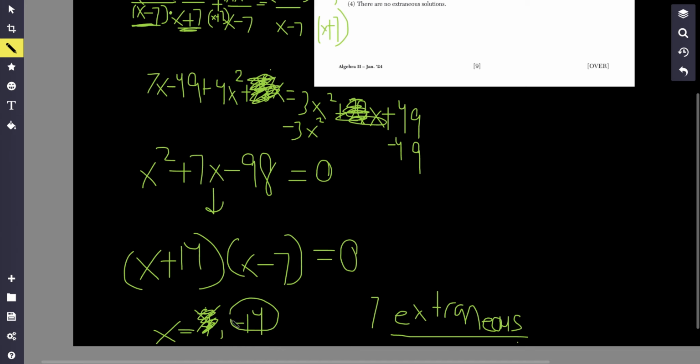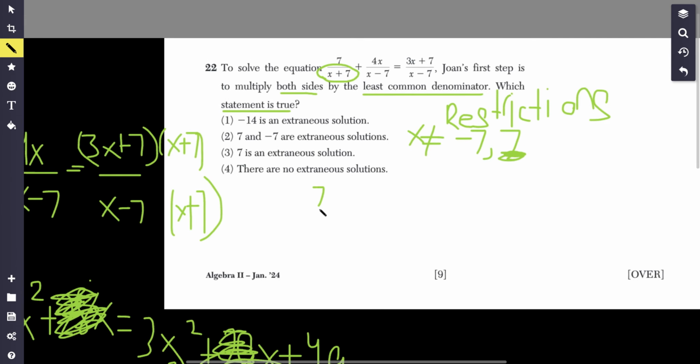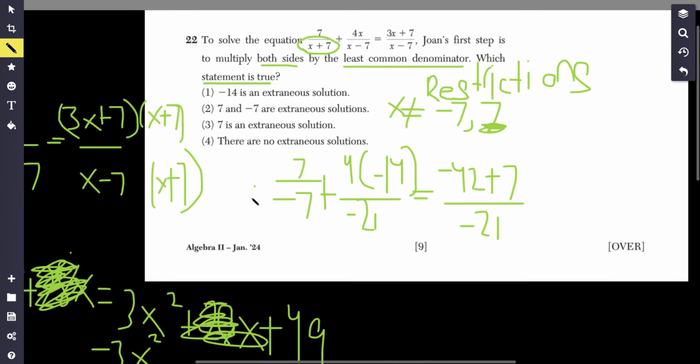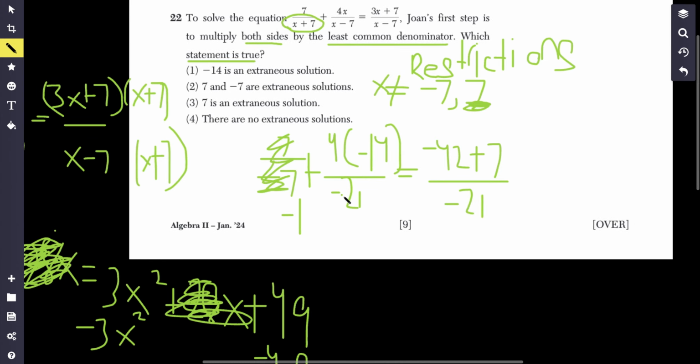Now, can x be equal to negative 14? Well, let's plug it into our equation to see if it works. So we have 7 divided by negative 7, because if you plug in negative 14 here, you can do the math there. You have negative 14 minus 7, so negative 21, is equal to 3 times negative 14, negative 42, plus 7, times negative 21. So this is just going to be equal to negative 1. And this is negative 42 divided by negative 21, so this is going to be plus 2.